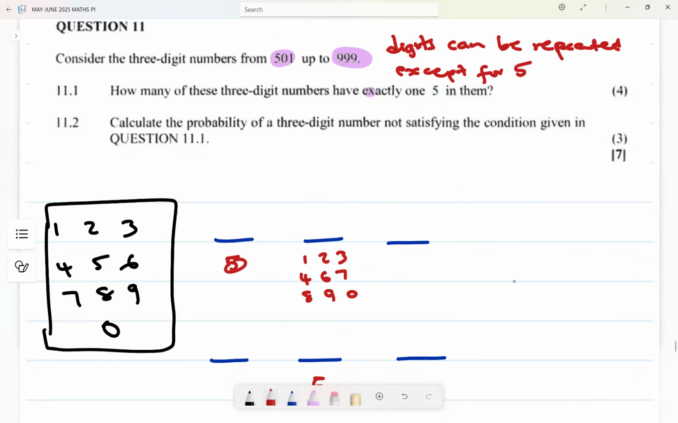If I have one 5 here, can you see there's no 5 fighting for the other positions? So on this one also I can have 1, 2, 3, 4, 6, 7, 8, 9, 0. How many digits fight for this position? 1, 2, 3, 4, 6, 7, 8, 9. Fighting for this position, 9 also.